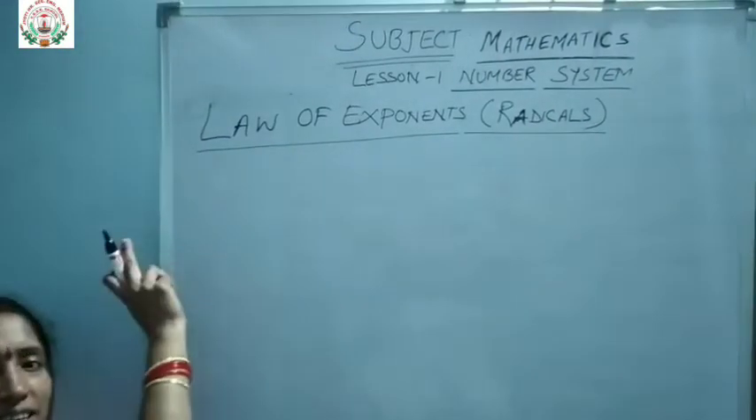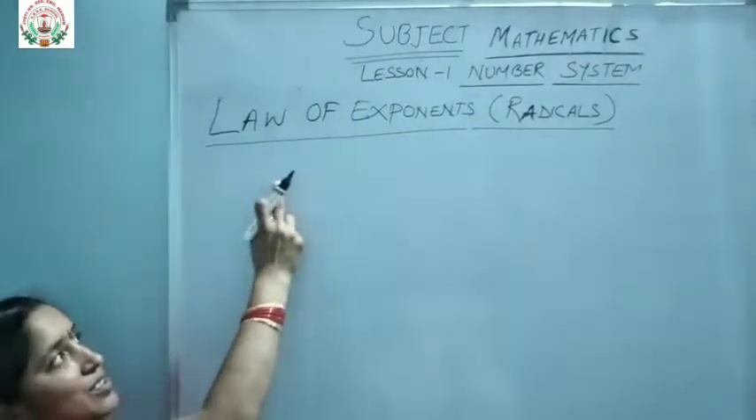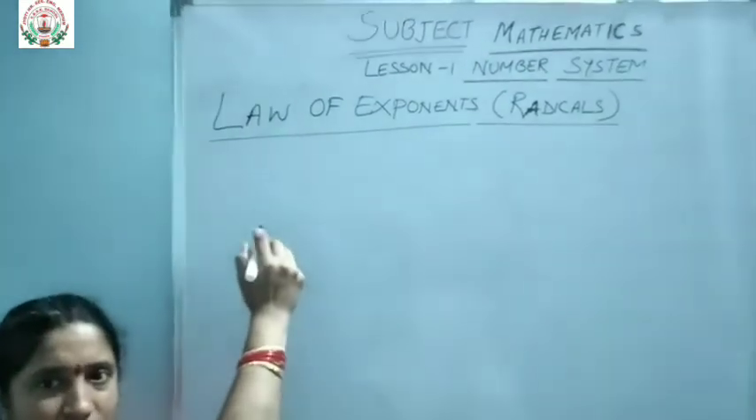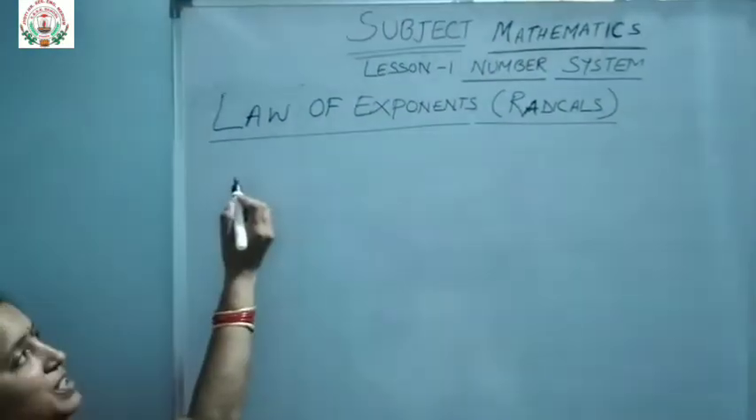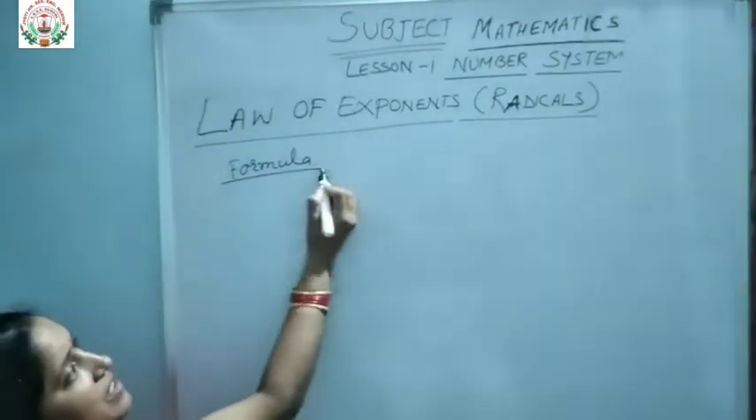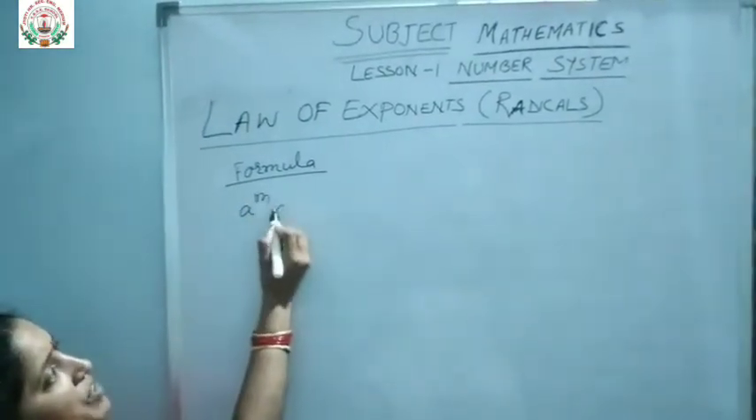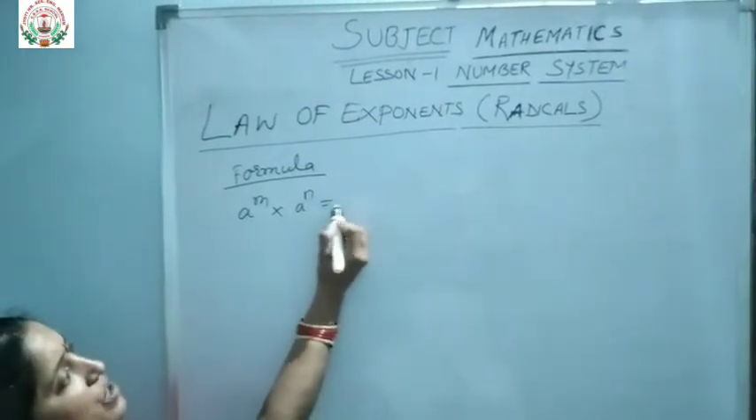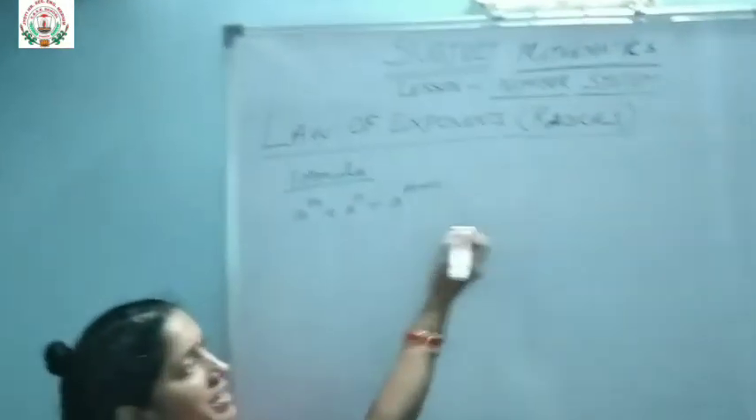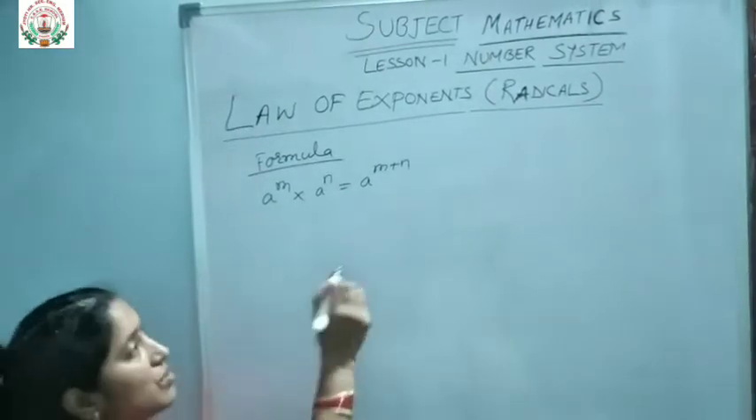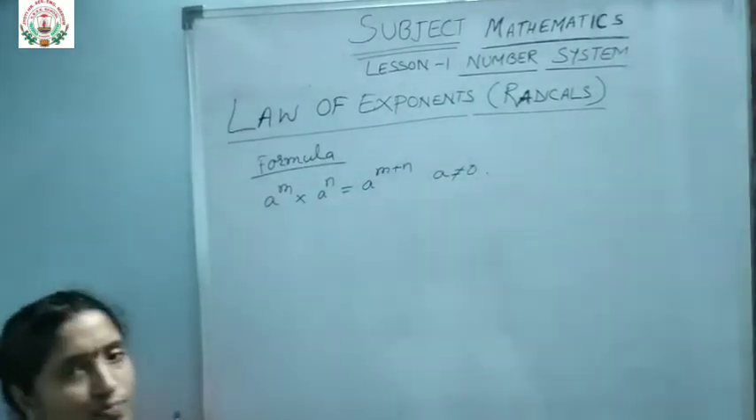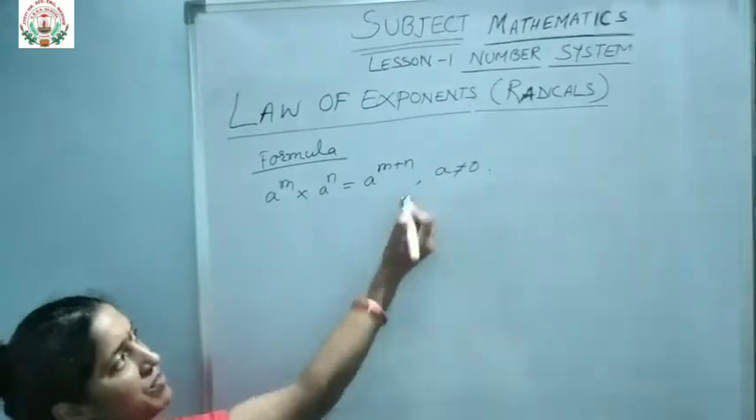We have already learned a little in class 8 the laws of exponents, or radicals. Remember the formulas we learned. What were the formulas? a to the power m into a to the power n equals a to the power m plus n, where m and n are integers and a is not equal to 0. This we have learned.